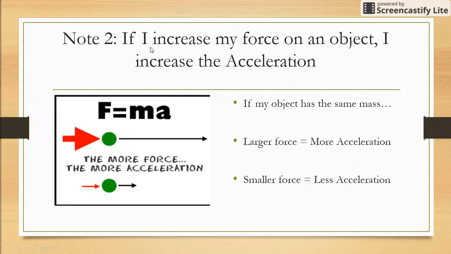Note 2. If I increase my force on an object, I increase the acceleration. So if I have the same green object, I know that if I put a larger force, I'm going to have a faster acceleration. If I put a smaller force, I'm going to have a slower acceleration.